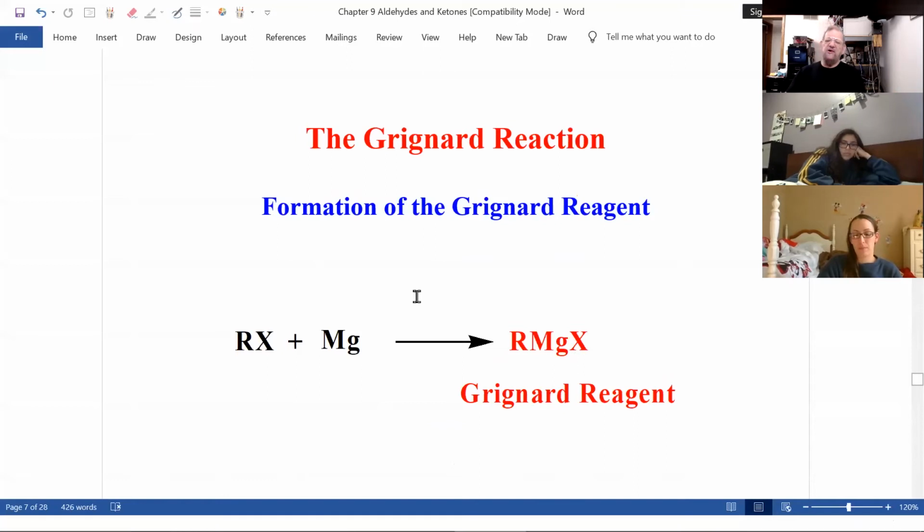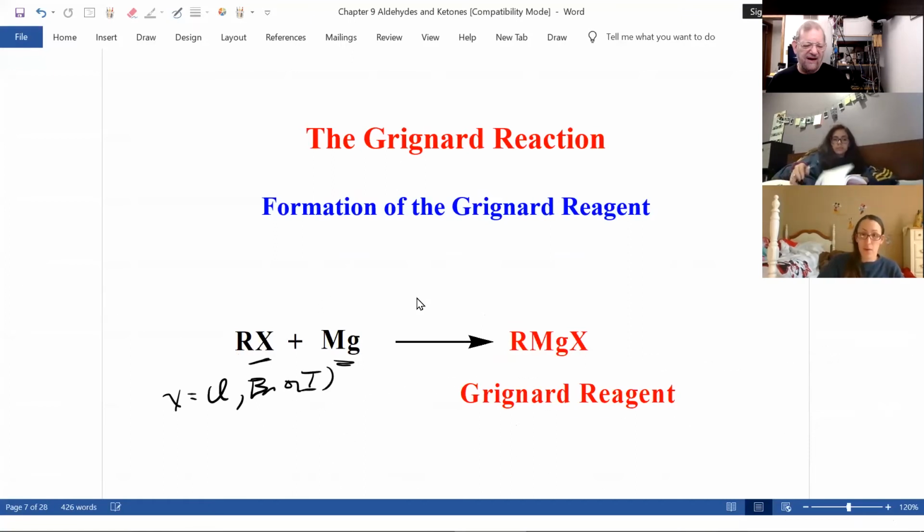Now, the Grignard reaction, first of all, you have to make the Grignard reagent. And that's where you take any alkyl halide and react it with magnesium. Remember, X here can be chlorine, bromine, not fluorine, or iodide. And you form the Grignard. And let me talk about that using the whiteboard. First, I'll let you write it down.